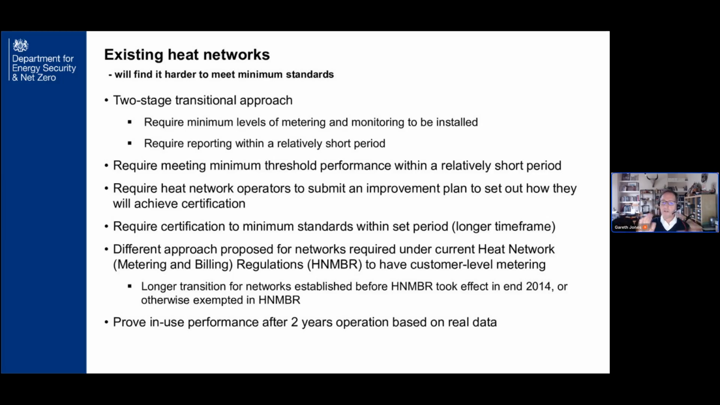And this is a different approach that's going to be required for those networks which already have metering in place under the metering and billing regulations, versus those who didn't, because there's appreciation it will take time to install metering. You then have to prove in-use performance after 2 years of operation based on real data.